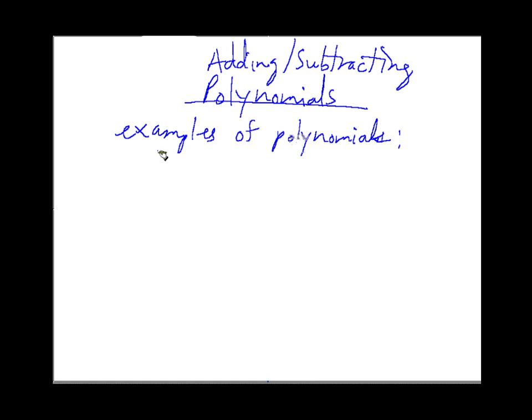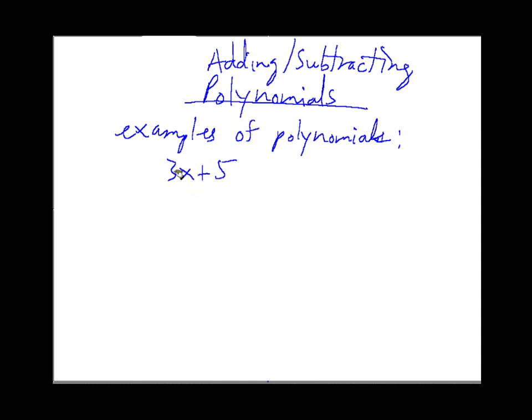So we've seen these expressions before. For example, something like 3x plus 5. Here's a polynomial of two terms. These individual terms here are called monomials.